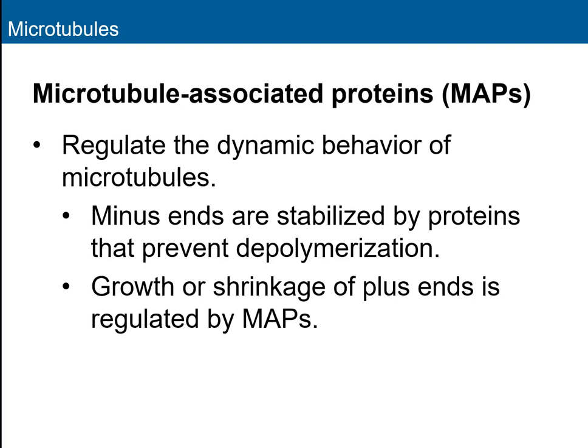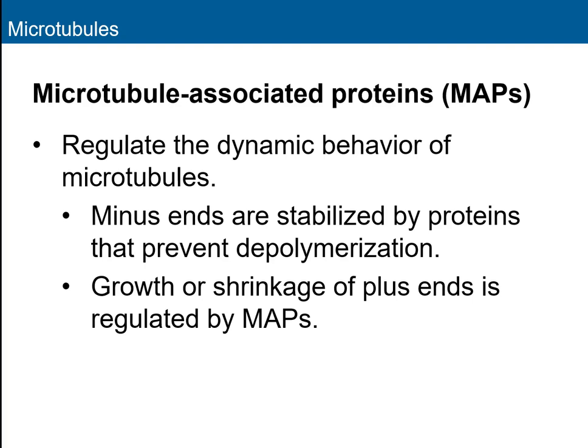Now, just like actin filaments had actin binding proteins, microtubules have microtubule-associated proteins. You can call them MAPs, and these will be involved in regulating the dynamic behavior of microtubules, right? Whether they're going to grow or shrink. It says minus ends are stabilized by proteins that prevent depolymerization, right? So at that minus end, certain microtubule-associated proteins will bind there to stabilize them so that they don't depolymerize. Growth or shrinkage of plus ends is regulated by other microtubule-associated proteins.